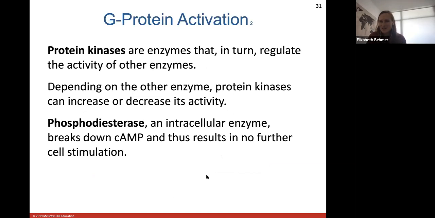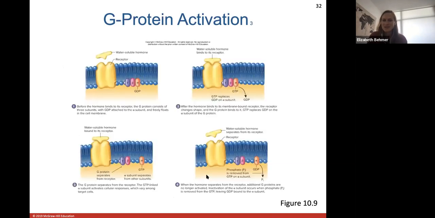Protein kinases will in turn activate other enzymes, and depending on the type of enzyme, they can inhibit or decrease the activity of that enzyme. Phosphodiesterase is an intracellular enzyme that breaks down cyclic AMP and thus results in no further cell stimulation.